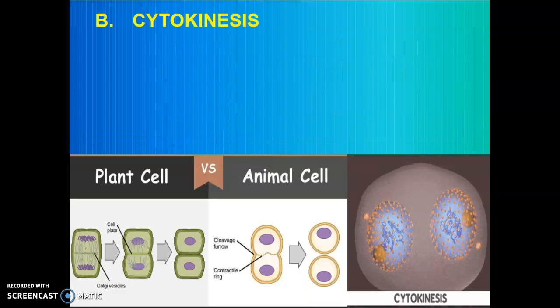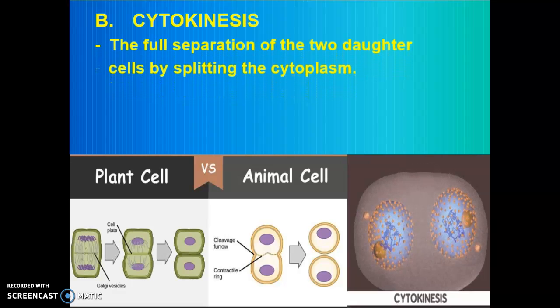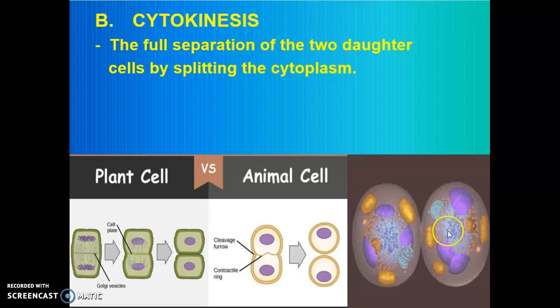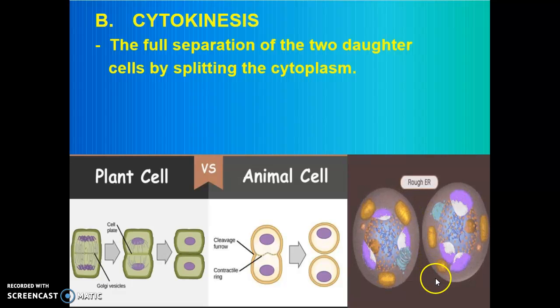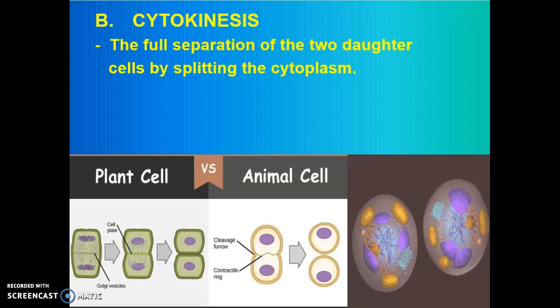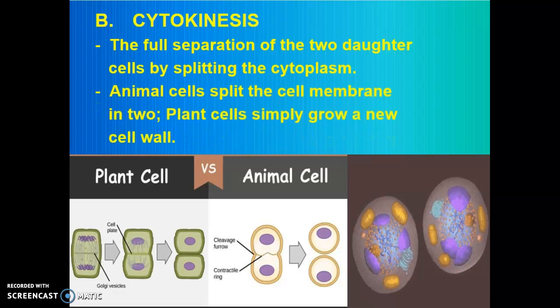So the last thing that needs to happen is something called cytokinesis. This will be the second part of division. Mitosis was the first. Now we're going to separate the two brand new cells that we've made, the daughter cells as we call them, by splitting the cytoplasm in half. Pretty much we're going to split the cell membrane and divide the cytoplasm in half. This happens a little differently in animals versus plant cells.